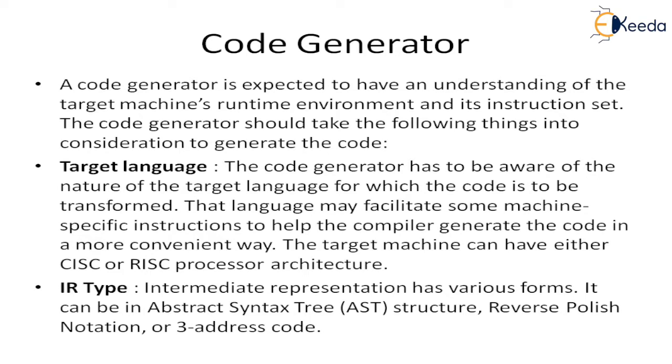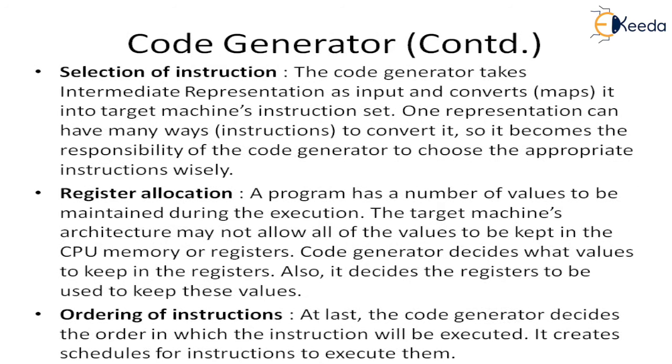After that, the intermediate representation type contains various forms, which can include the syntax tree or abstract syntax tree format. The syntax tree is generated from the parse tree, and the abstract syntax tree is the abstract form of the syntax tree. It also includes reverse Polish notation and three address code.